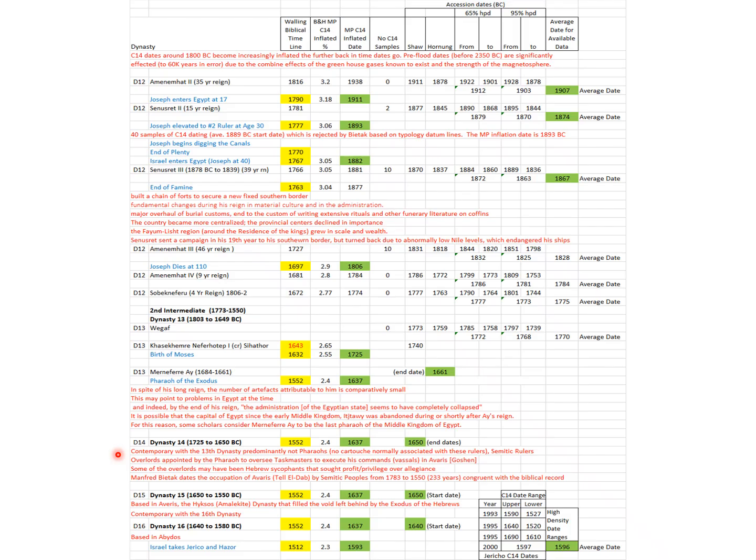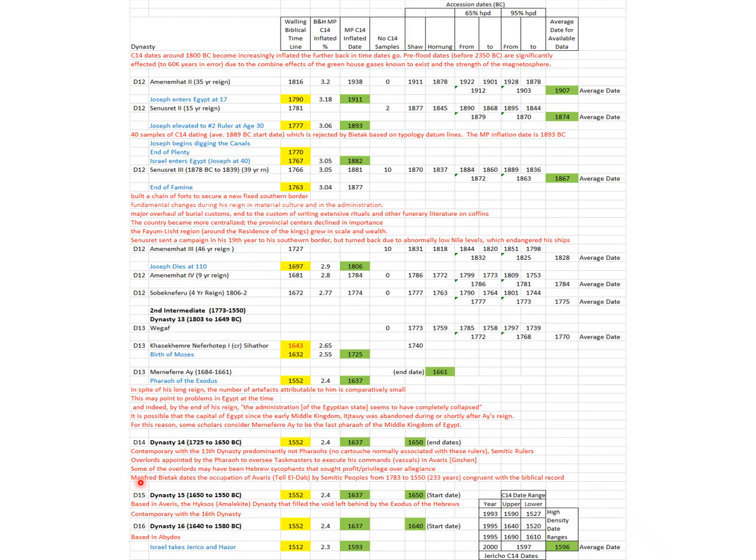And the 14th dynasty was contemporary with the 13th dynasty, predominantly not pharaohs. No cartouche normally associated with these rulers. They were Semitic rulers. They were overlords appointed by the pharaoh from the 13th dynasty to oversee taskmasters to execute his commands. Okay, these were vassals in Avaris in Goshen. This was just a vassal province that was appointed by the 13th dynasty's pharaohs.